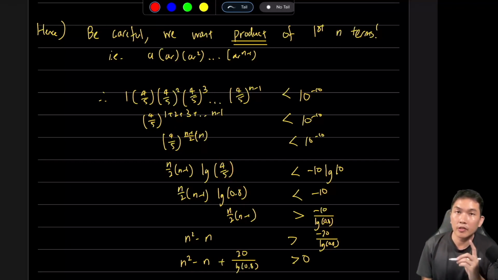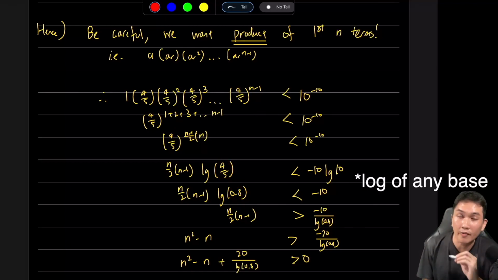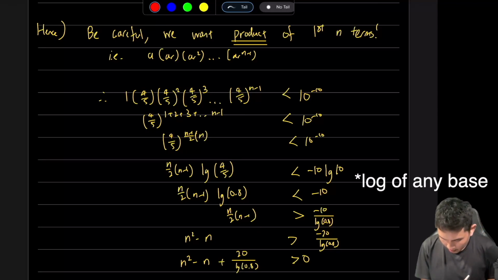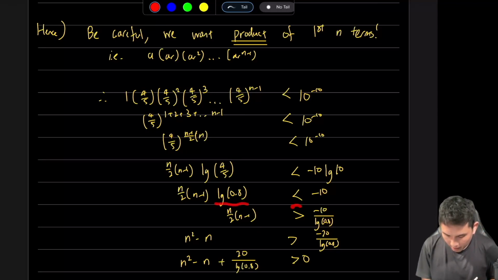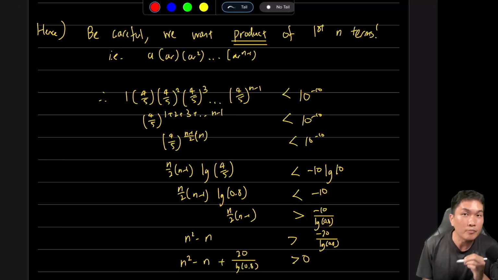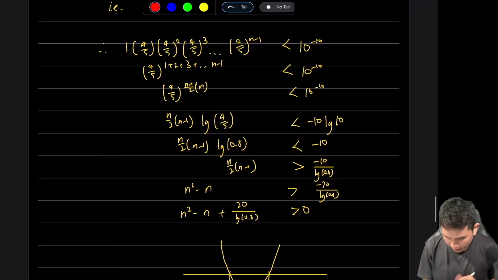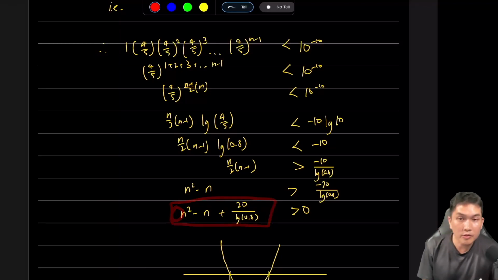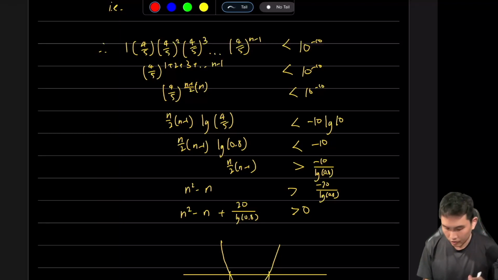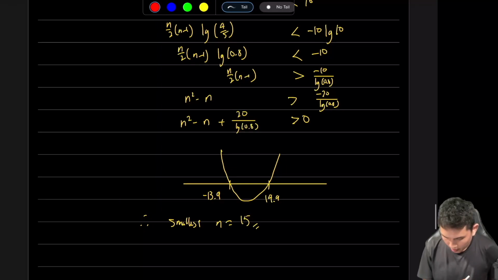Okay. So here's one thing you always need to remember for H2, and that is log of anything less than 1 will be a negative number. Why is that important? Because the inequality sign will have to change when you multiply or divide by a negative number. So n over 2 times n minus 1 will be greater than negative 10 over this. And then you would have a quadratic equation over here. Okay, and because this quadratic has a positive coefficient of n squared, it'll be a smiley face. Okay, and you can use your GC to solve for the roots. Okay, there's 13.9 and 14.9, and I want the parts of the graph where it's greater than 0.